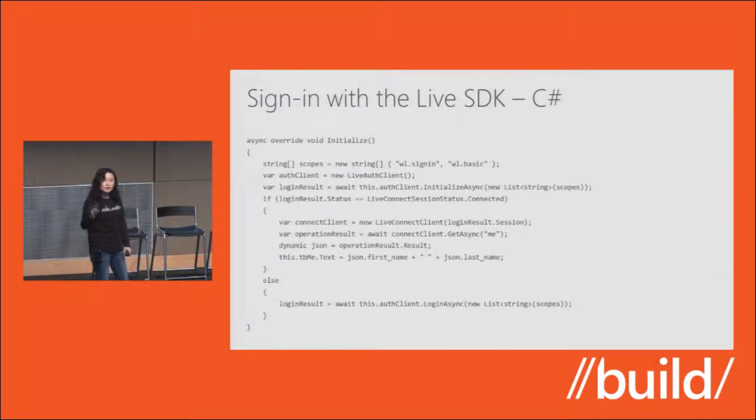Once the method finishes, you can check whether or not the user is connected. If the user is connected, go ahead and create this class called LiveConnect client and pass in the session object. The session object contains all the information you need in order to access services. Live Connect client provides the abstraction that talks to our REST API service. The REST API service returns information on users' data stored in Windows services, including profile, SkyDrive, contacts, etc.